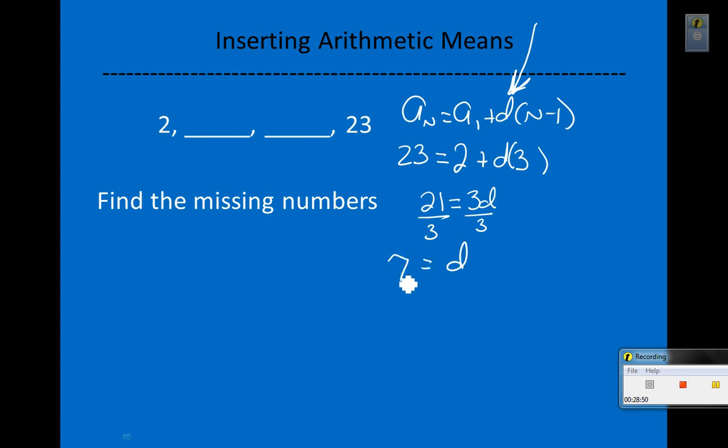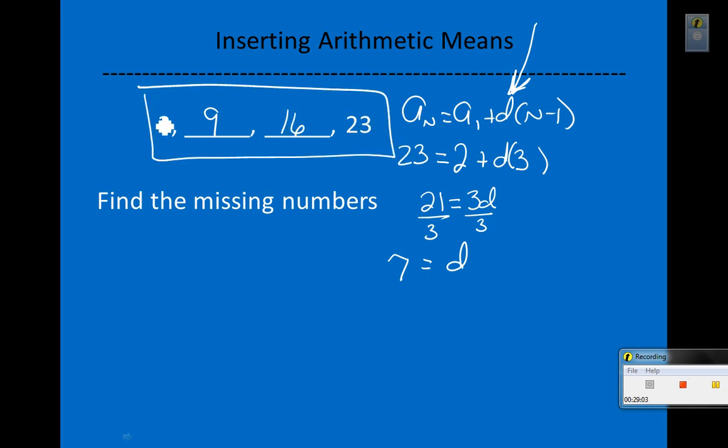So I'm going to add 7 every time. 2 plus 7 is 9. 9 plus 7 is 16. 16 plus 7 is 23. Boom, you got it. Let's look at your next one.